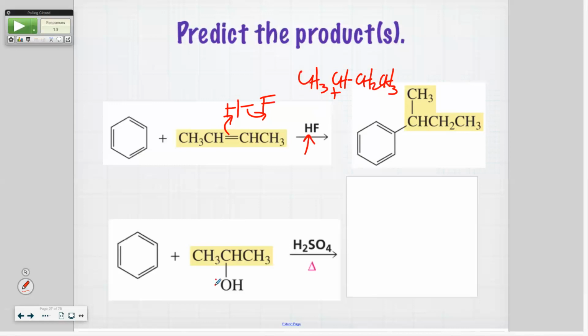All right, now we have an alcohol and we have sulfuric acid. What do you think is going to happen? The alcohol is going to get protonated, and then it's going to leave and form water. And what's going to happen to this organic piece? We're going to get CH3, CH, CH3. Okay, so what's our benzene going to do? It's going to add to that carbocation.